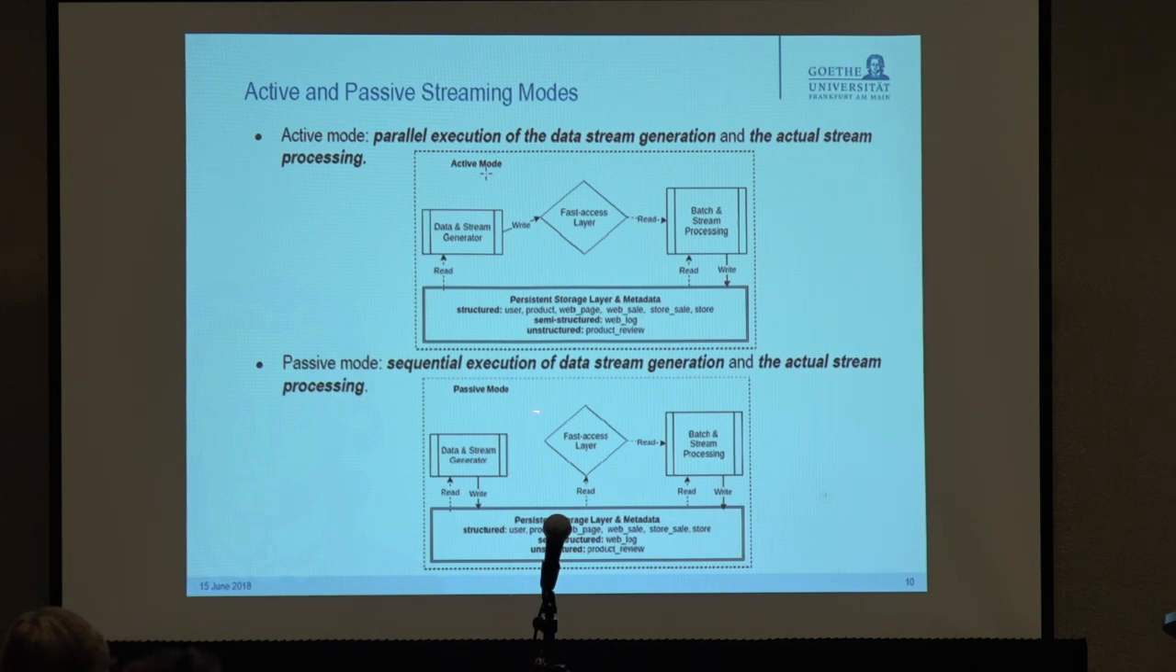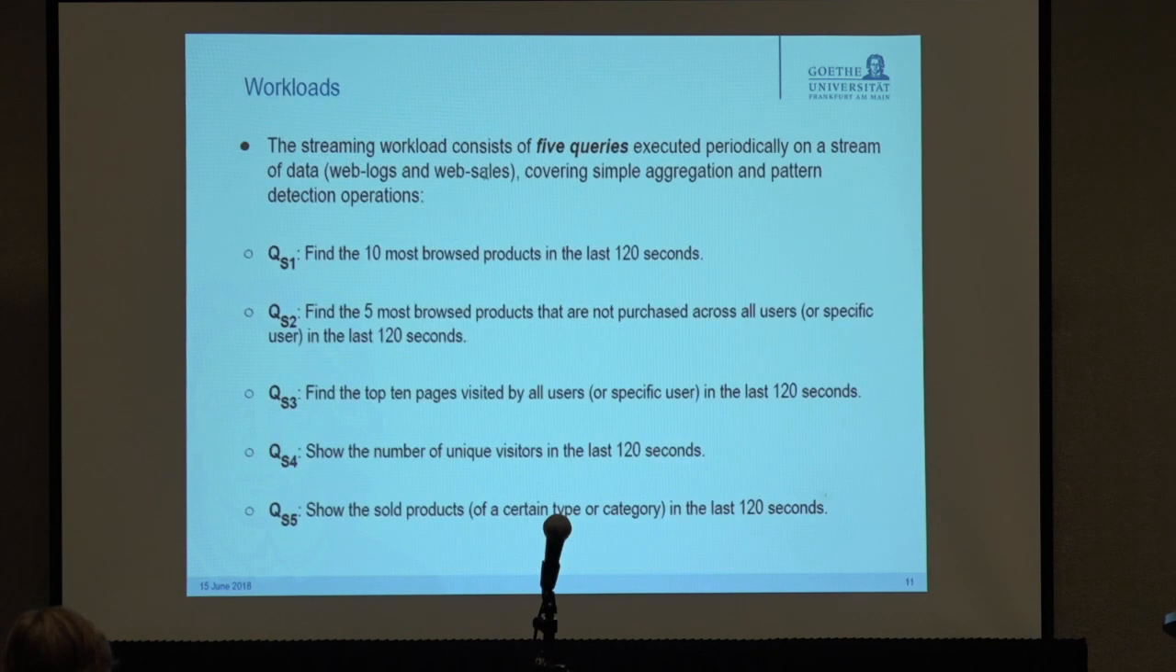In the passive mode, we have sequential execution. This means that all the data and the stream preparation is done in advance. Then it's stored on the persistent layer. Then it's pushed into what we call a buffer, which can be an in-memory buffer, but can also be something else. And from there, the stream processing component reads the data, processes it, and again writes the result persistently. So this is the difference.